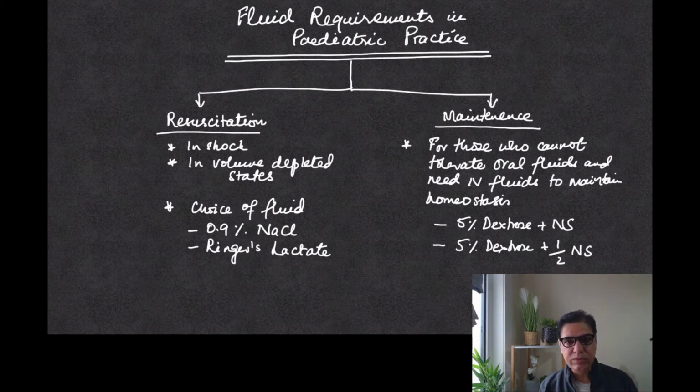Now, maintenance fluids are required for those patients who cannot tolerate oral fluids and they need IV fluids to maintain homeostasis. In other words, they need IV fluids over a period of time to maintain their euvolemic state, but they are not dehydrated; otherwise they will go into a dehydrated state. So for that, the choice of fluids is either 5% dextrose with normal saline or 5% dextrose with half saline in pediatric practice. But again, depending on the availability, usually we go with 5% dextrose plus normal saline because that's the most readily available maintenance fluid in most of the emergency departments as well as pediatric departments.